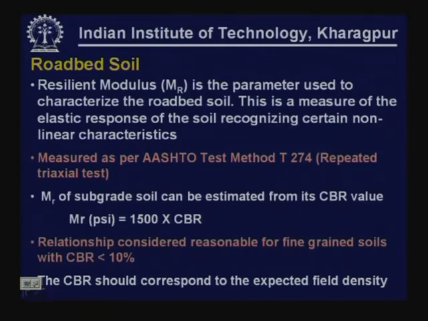The CBR should correspond to the expected field density. The specimen should not be prepared to any arbitrary density, or to a standard density. This is the density that can be expected in the field. If it is an existing pavement, the specimen should be prepared corresponding to the density that exists in the field. If it is a new pavement, whatever density can be attained, whatever density is permitted, the lowest value taking into consideration the tolerances that are there. So, the specimen has to be prepared corresponding to that density.